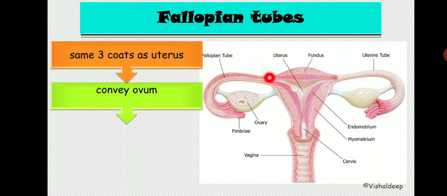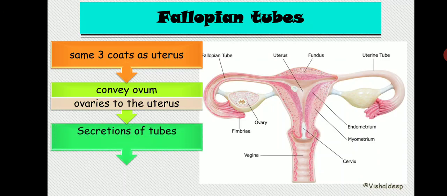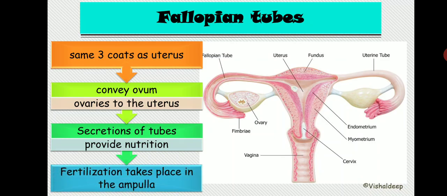We will discuss in detail during pregnancy and fertilization, but right now just remember that the fallopian tube is supposed to transport the ovum. So it transports the ovum from the ovaries to the uterus, and it also secretes certain secretions that provide nutrition to the ovum during transportation. And basically fertilization takes place in the ampulla. Now you might be thinking, what is the ampulla? To understand the ampulla, let's discuss the parts of a fallopian tube.